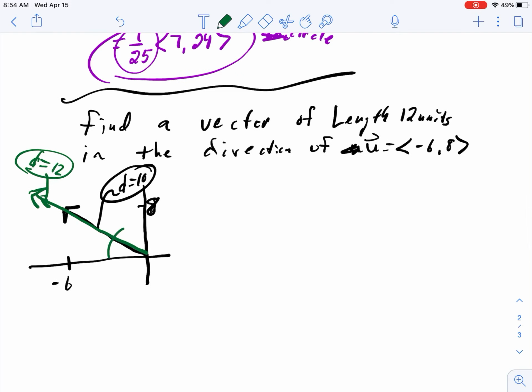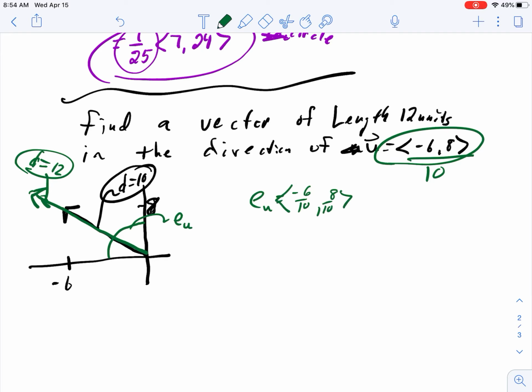Well, what you got to do here is find the unit vector. So it's e of u. Okay, so I got to shrink this down to a unit vector. Therefore, since my distance is 10, divide by that. So my unit vector is -6/10, 8/10, and reducing that, I get 2 out, -3/5, 4/5. Okay, there's my unit vector.